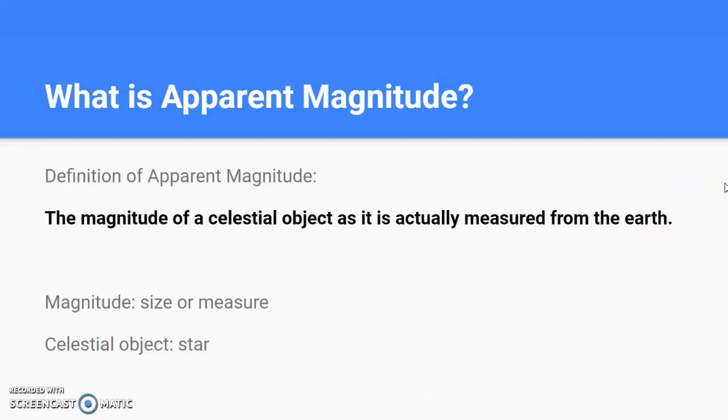What is apparent magnitude? The definition of apparent magnitude is the magnitude of a celestial object as it is actually measured from the Earth. Magnitude is another word for size or measure, and celestial object is another word for star.